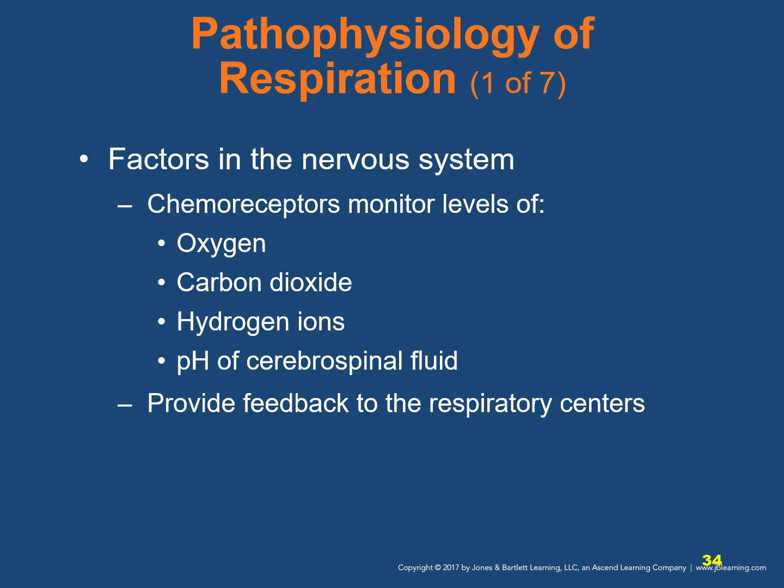Now let's talk about the pathophysiology of respiration. The factors in the nervous system are the first thing we're going to talk about. These are chemoreceptors in the brainstem that monitor levels of oxygen, carbon dioxide, hydrogen ions, and the pH of cerebrospinal fluid and provide feedback to the respiratory centers.